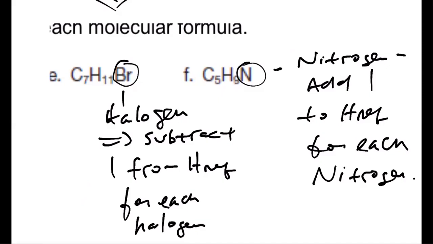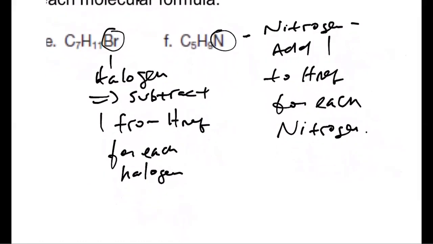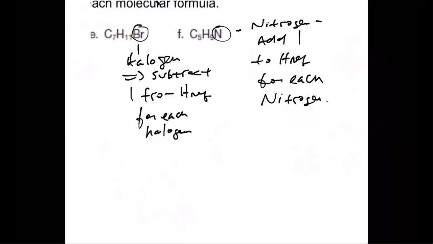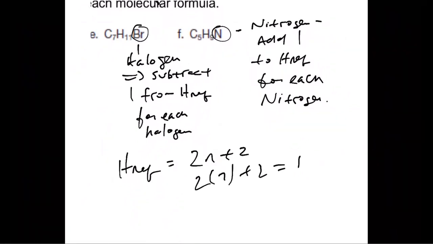All right, so let's calculate Href for E. What is it? So Href is always going to be the same. 2 times n plus 2, right? Where n is the number of carbons. So this is going to be 2 times 7 plus 2, which is what? 16? Is that right? Yeah. All right. So 2 times 7 plus 2, 16. And then H molecule is 11.